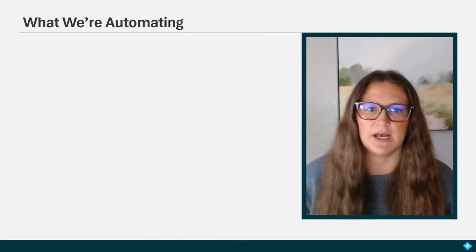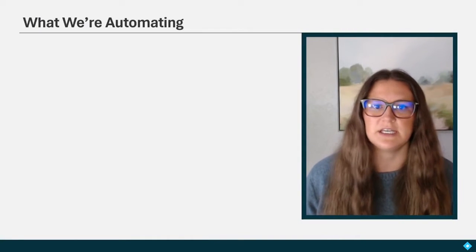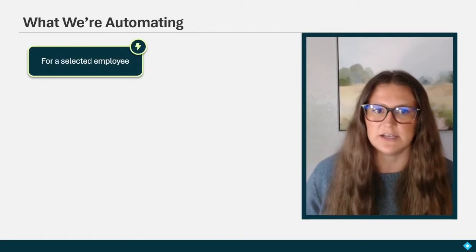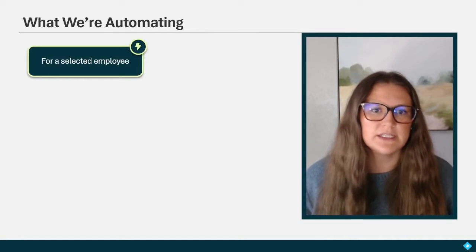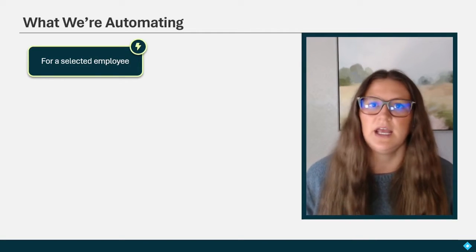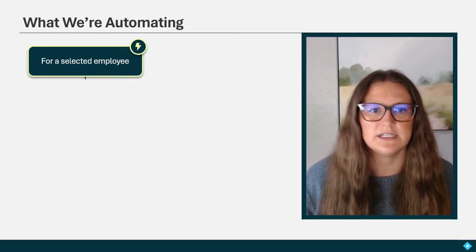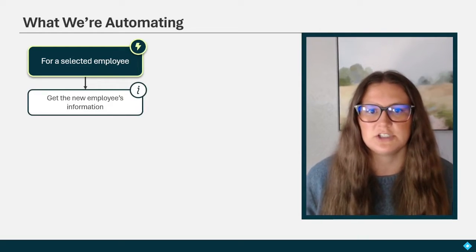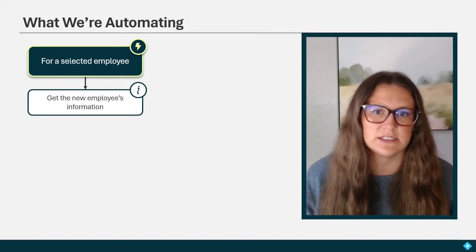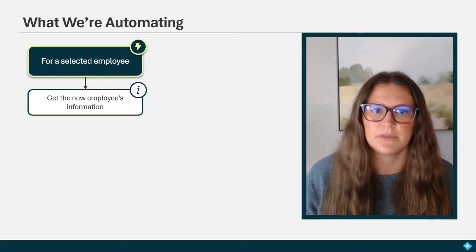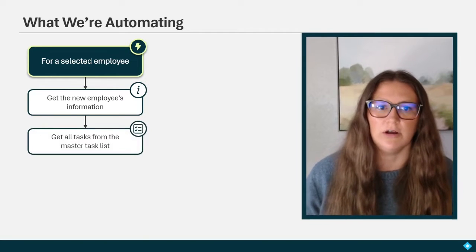Here's what's happening behind the scenes. This automation kicks off when a new employee is selected, not just on a schedule. That way, we're only assigning tasks to accounts that IT has already set up and are ready to go. Our step 1 here is to get all the new employees' information. The flow is going to check the SharePoint list and grab that newly selected employee whose account is confirmed and ready. Then we're going to pull in all the onboarding tasks.